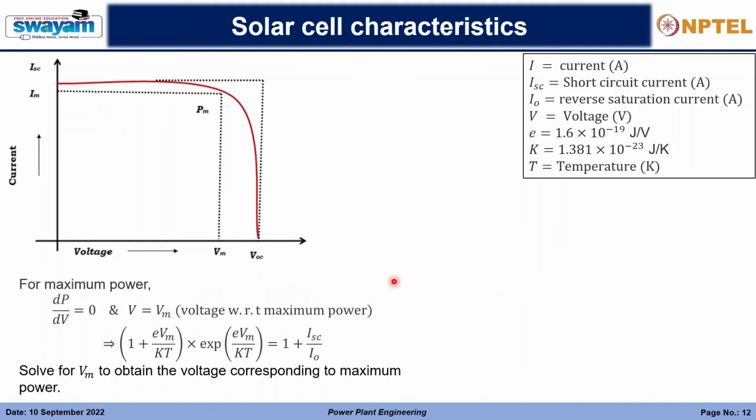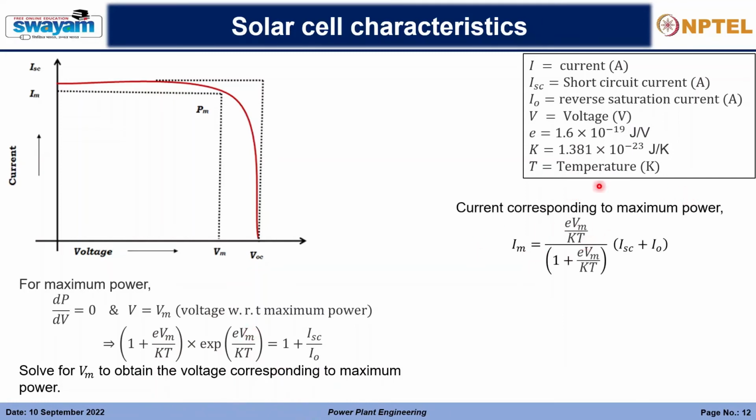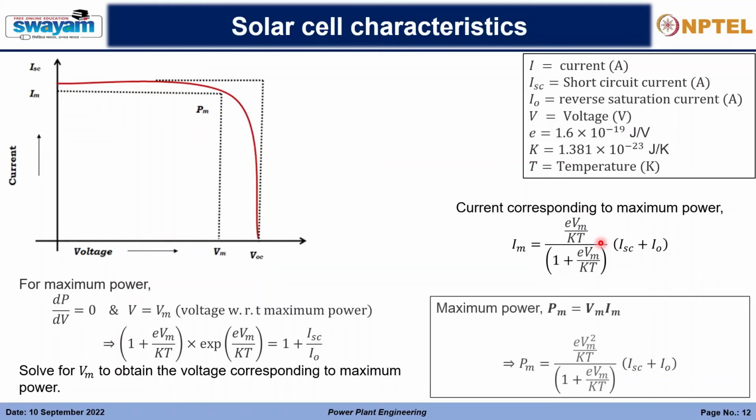For maximum power, we can differentiate the power with respect to V and I. For getting the voltage corresponding to which the power will be maximum, we set dP/dV equals 0, and correspondingly we solve for Vm, which gives the maximum power. Similarly, if we solve it for current, we get the maximum current Im. So normally we get the current corresponding to the maximum power.